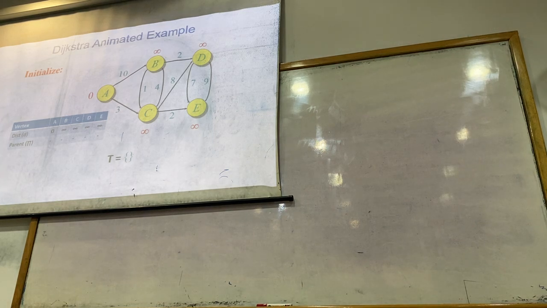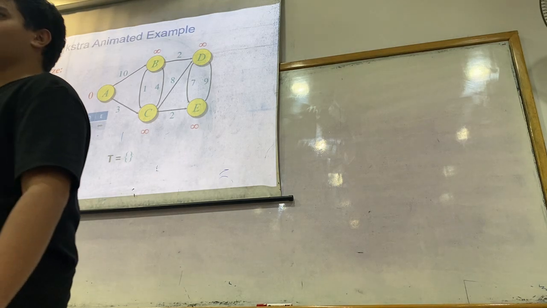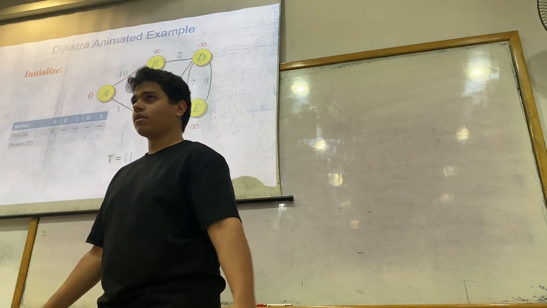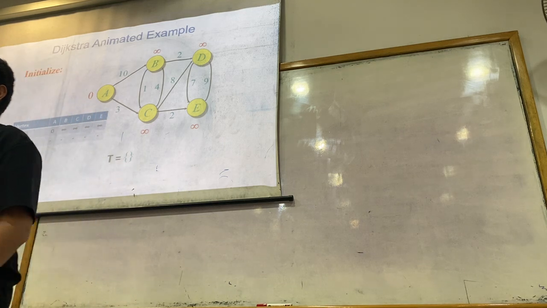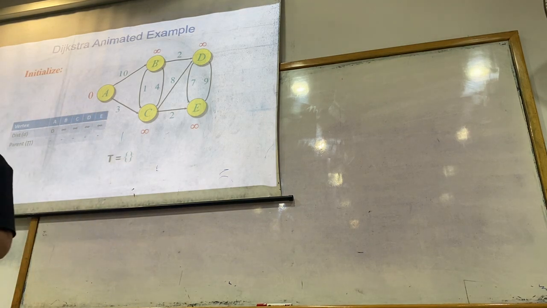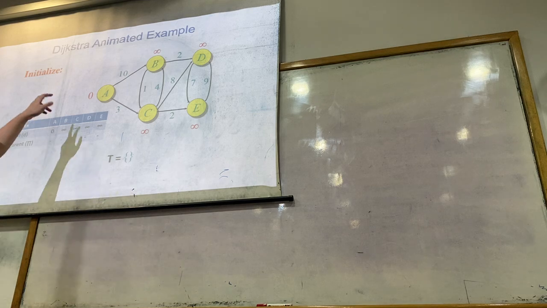Because if they were reachable, the value would not be infinity. It will be something smaller, that's right? So to be minimized when going through the graph, or when traversing the graph. That's right. Okay, beginning from A. What are my neighbors?